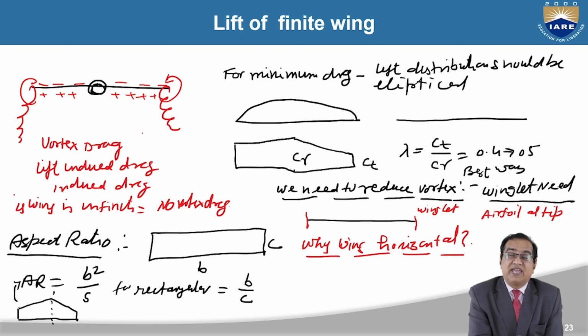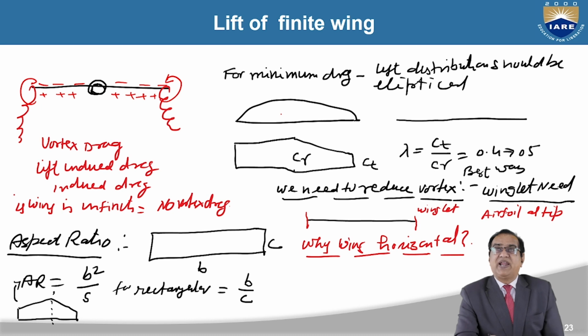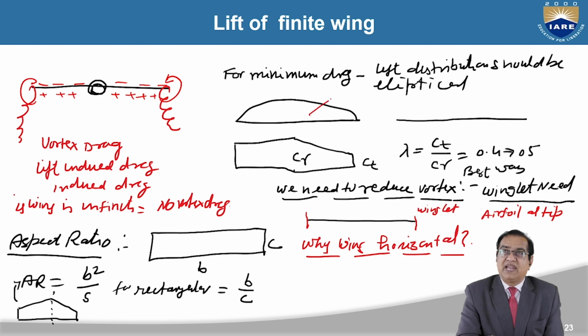From here, another component of drag will come. In a wing of infinite span, there is no vortex drag. For minimum drag, the lift distribution should be elliptical, like this one. But we cannot get elliptical, so we have to make a taper here. It is called the chord at the root and chord at the tip, and this is called the taper ratio.